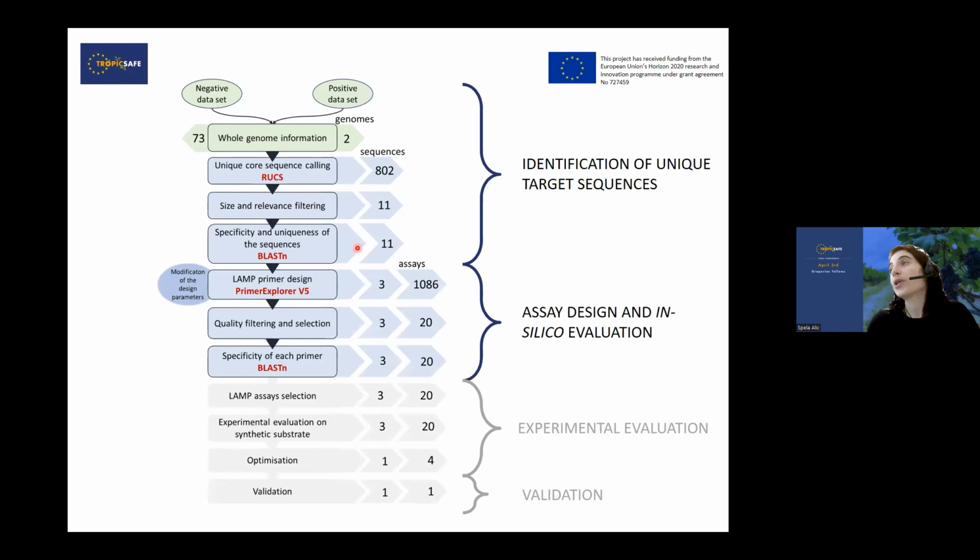So we took those 11 sequences that had sufficient quality and put them in the LAMP design process. However, we were able to design LAMP assays only on 3 of those 11 sequences. Furthermore, we implemented some quality filtering and in silico evaluation, and we ended up with 20 LAMP assays that were chosen to be experimentally evaluated.